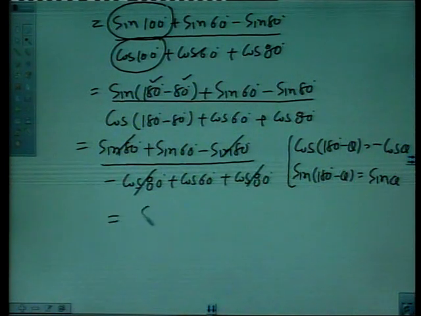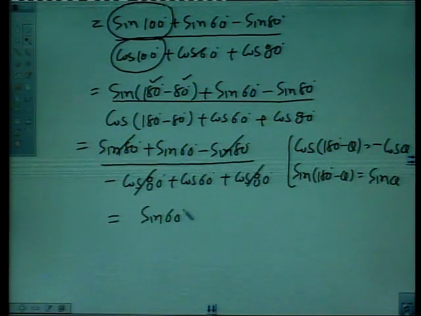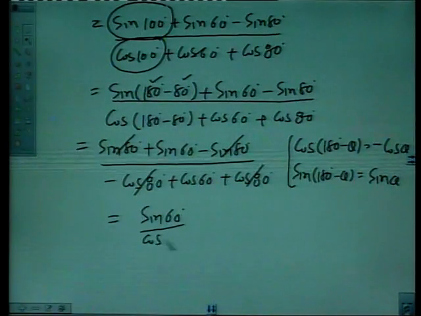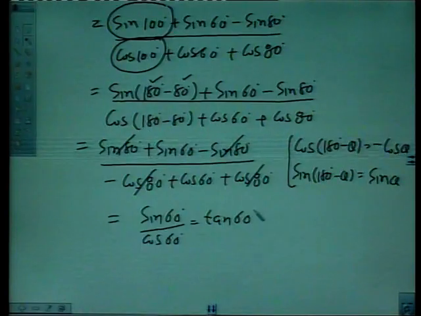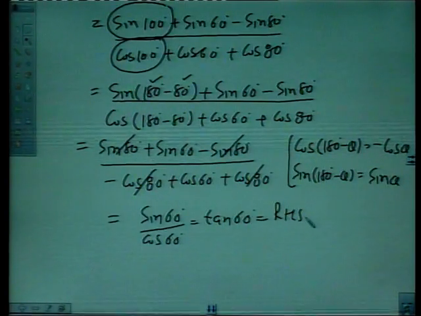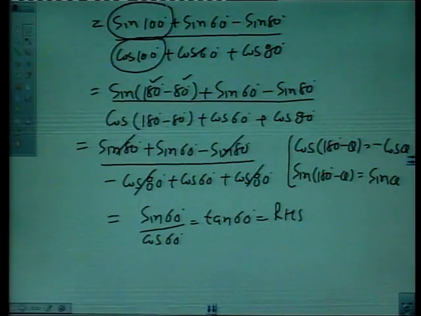So, ultimately we get sin 60 degree upon cos 60 degree. Ultimately this becomes tan 60 degree. So, this is your right hand side. So, this is the formula. So, in this way you can use your product formulas.